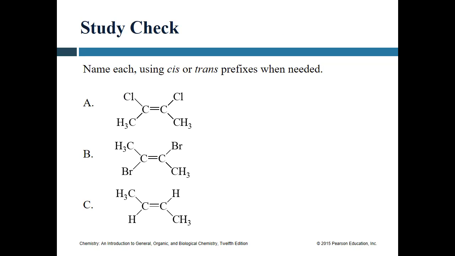Okay, we've got 3 compounds here. We want to name each of them using cis or trans prefixes as necessary. So first one. What we should recognize in all of these are all 4-carbon chains. 1, 2, 3, 4. 1, 2, 3, 4. All of these are 4-carbon. So these are all butenes. Because again, prefix for 4, but-, and -ene, because these are all alkenes.